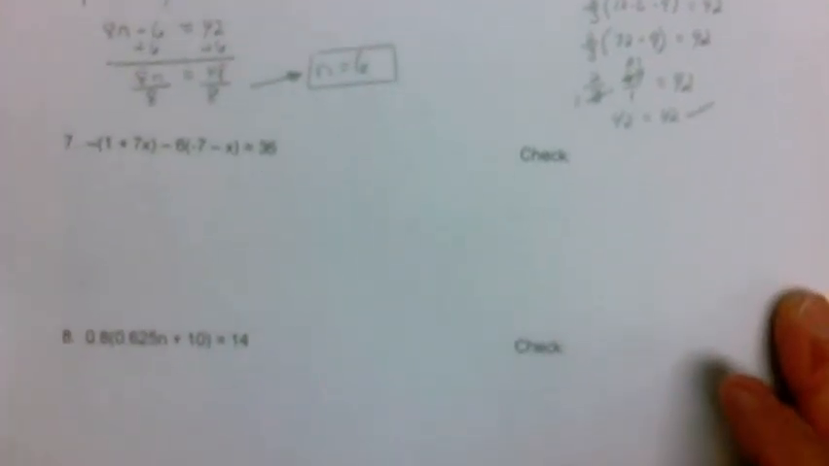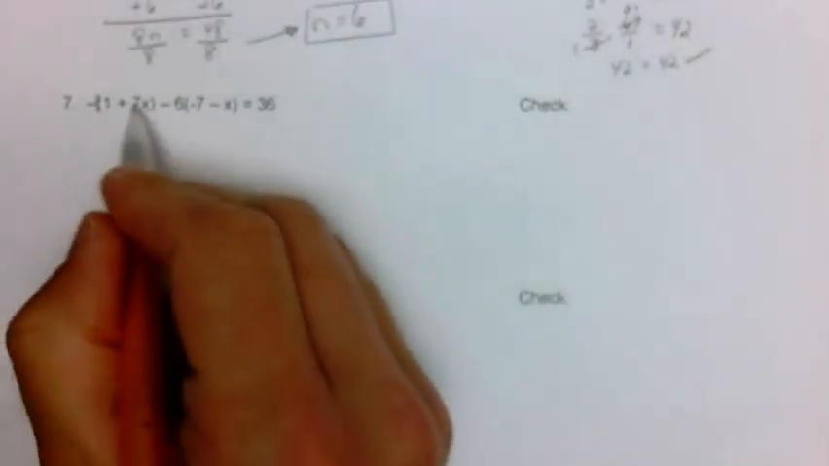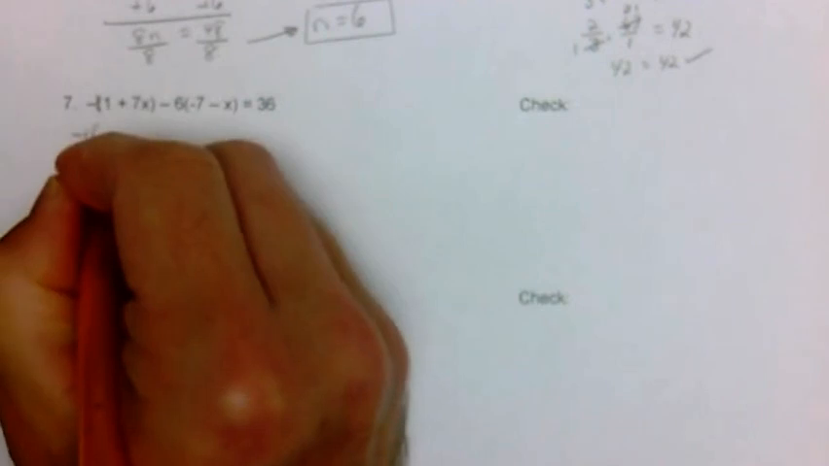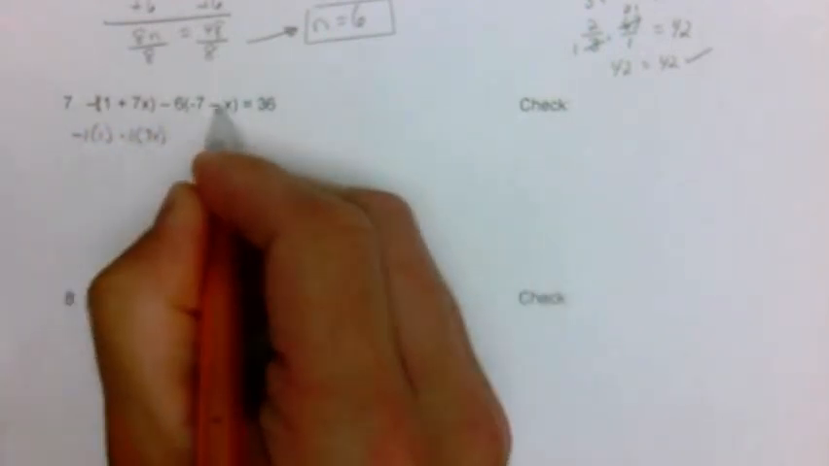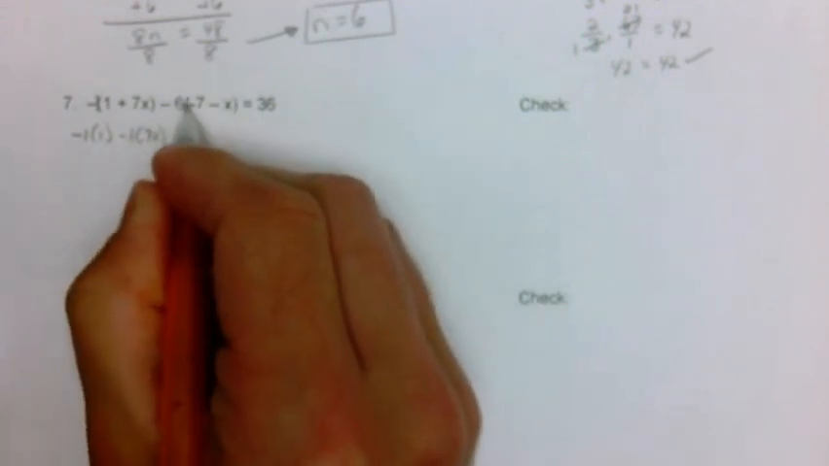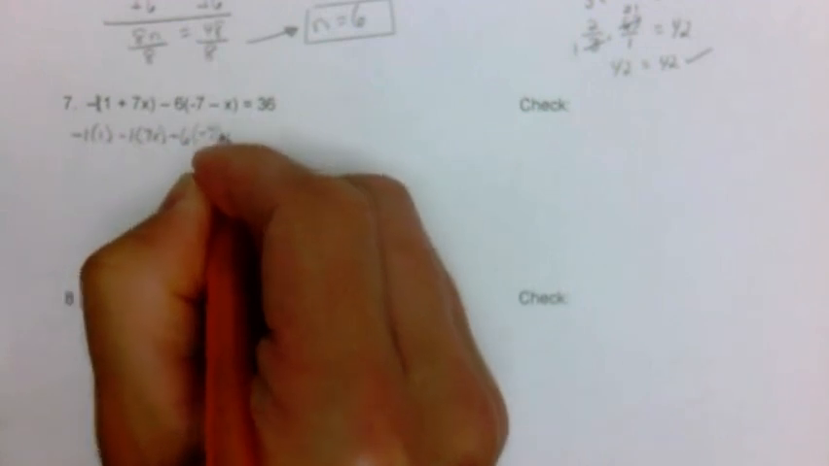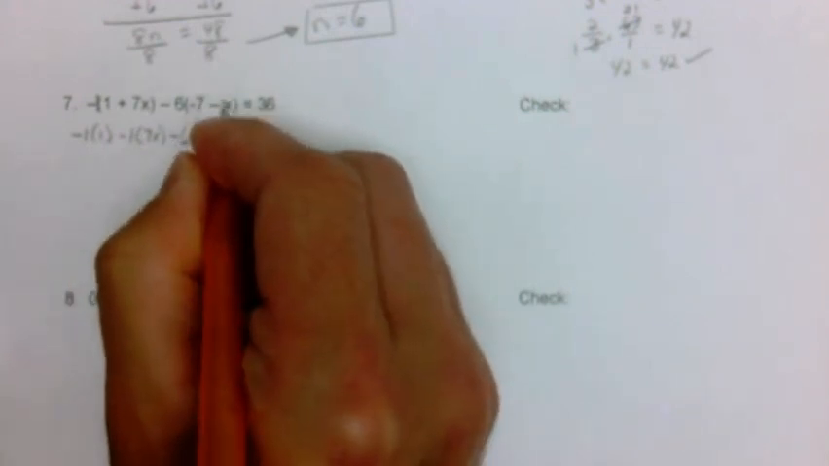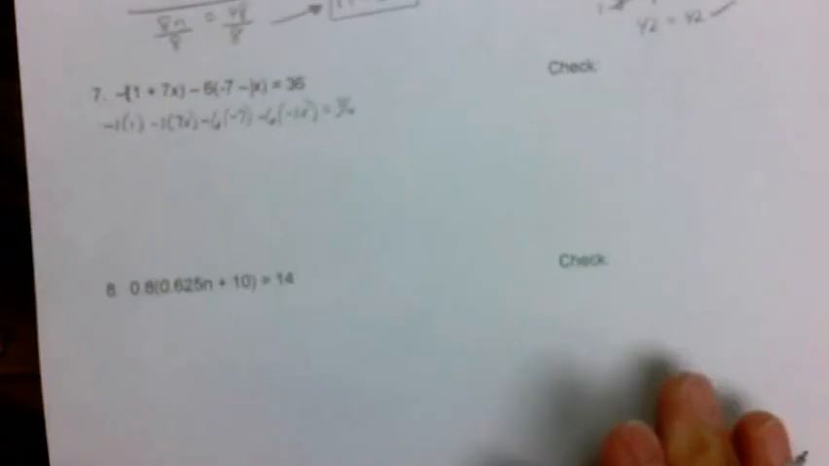With example number 7, all right, we've got a few distributing terms here. Remember, a negative on the outside is really the number negative 1 that we're distributing. So that's going to go to the first set of parentheses, negative 1 times 1 minus 1 times 7x. In front of this set of parentheses is the number negative 6. So we're going to distribute negative 6. Negative 6 times negative 7 minus 6 times negative 1x equals 36.